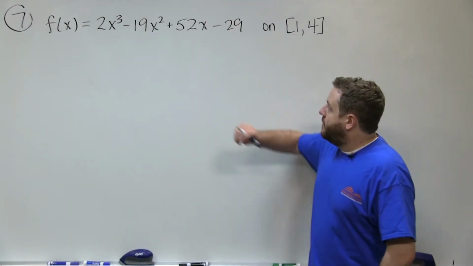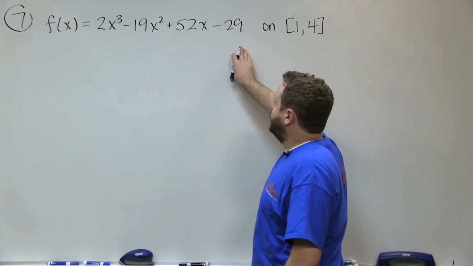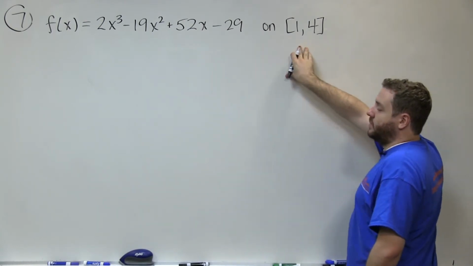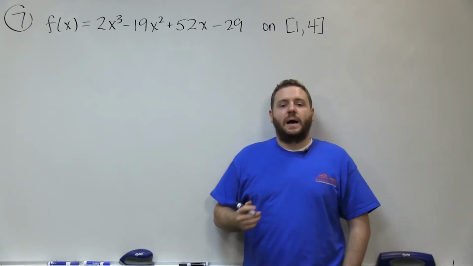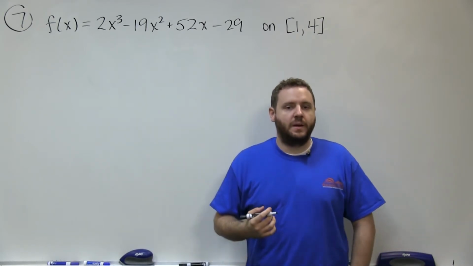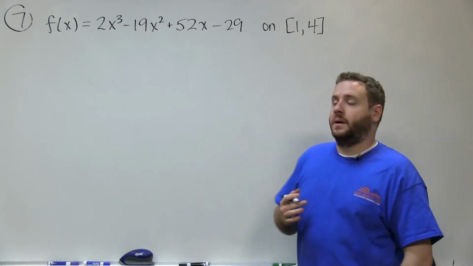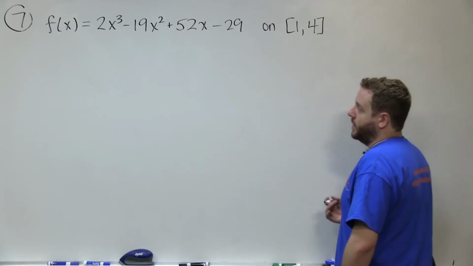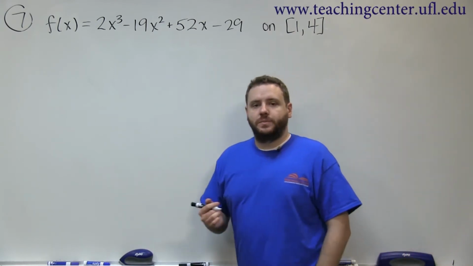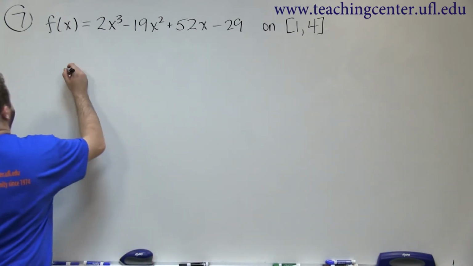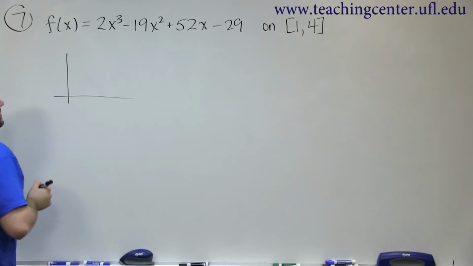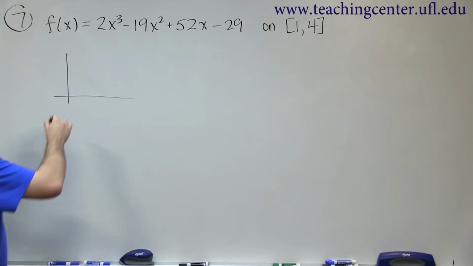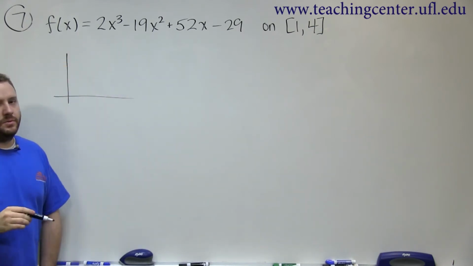So for number 7, we have a function here, this polynomial, and we're on the interval 1 to 4. So what we want to do is find the possible maximum area and possible minimum area that a function could have on an interval. So what basically this is asking is, if we have a polynomial and we have a specific interval, it's going to curve some way in that interval.